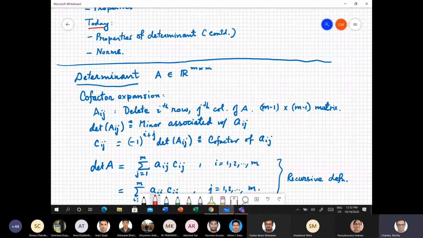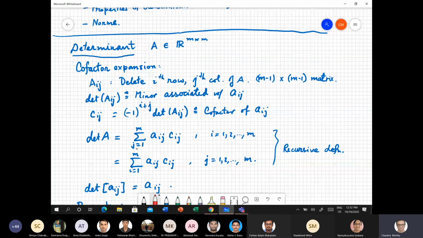Then the determinant is defined as the summation, j going from 1 to m, of Aij times Cij, and this can be computed for any i equal to 1, 2, or all the way up to m. And similarly, it can also be computed as the summation, i equal to 1 to m, of Aij times Cij, and this can be computed for any j equal to 1, 2, or all the way up to m.